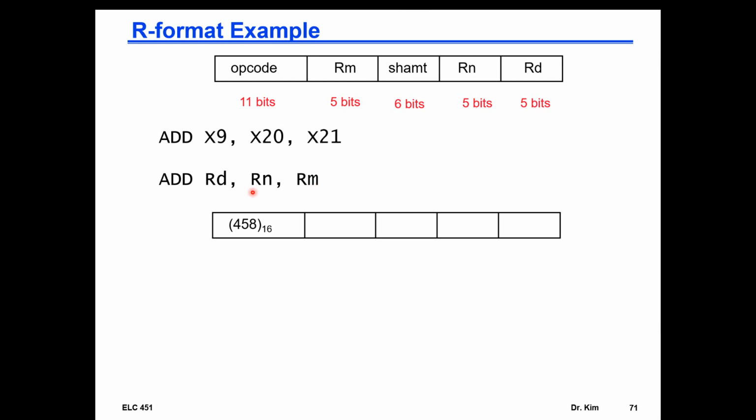This happens to be the opcode, the actual opcode that is specified for add. This would be 21 because we are talking about register 21. We are not specifying any shifting in this instruction, so that's 0. This would be RN, which is 20, so this is the number 20. And then finally, this is the destination, register 9, so that would be a 9.